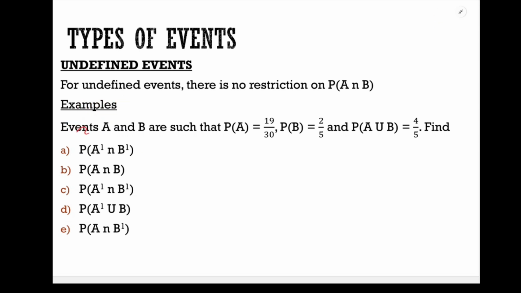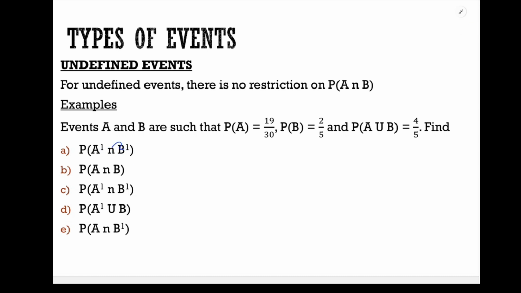Our first example reads: events A and B are such that probability of A is equal to 19 out of 30, probability of B is equal to 2 out of 5, and probability of A union B is equal to 4 out of 5. Part 1 asks us to find probability of A complement intersection B complement.